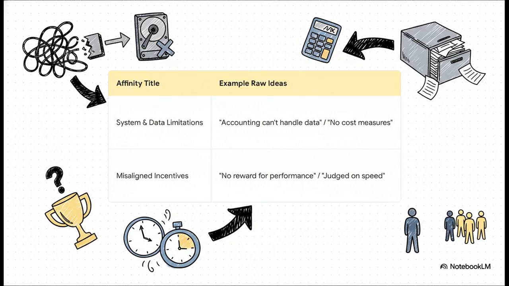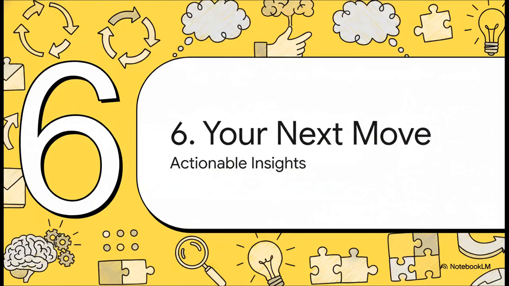Same for the second group. A note about rewards and another about call handle times might seem disconnected. But together, they point to a much deeper problem: misaligned incentives. You see, the diagram took the team's thinking from just individual complaints to systemic, strategic issues they could actually start to solve.